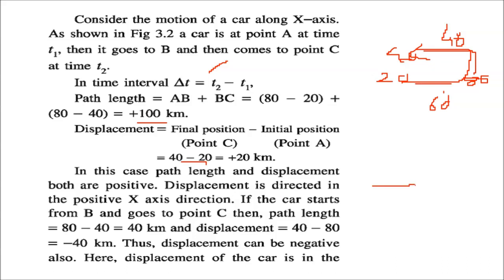Displacement is directed in the positive direction if the car starts from B to C, as you saw in the figure. So path length was 80 minus 40 and displacement was 40 minus 80. In this case the displacement was 40 minus 80, so it is minus 40 kilometer. So displacement can be negative. Distance will not be negative, but displacement can be negative.